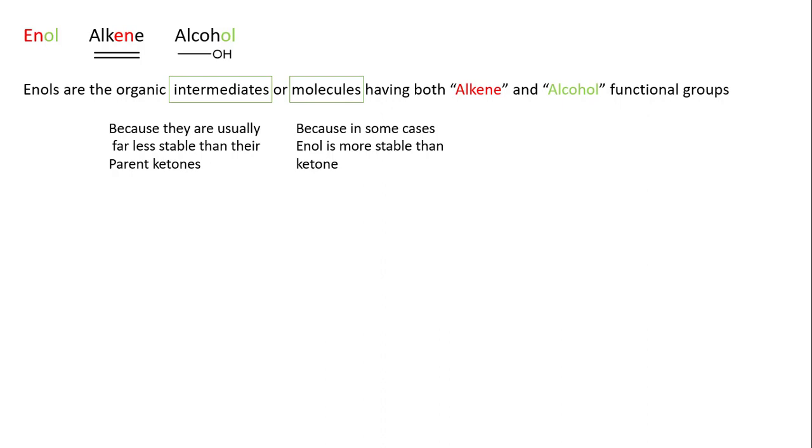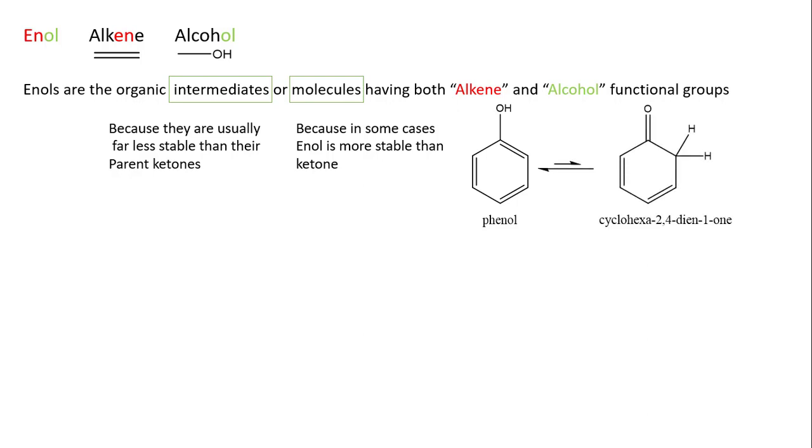So let's take an example of phenol. Phenol is such an enol in which the enolic form is far more stable than the ketonic form because the alkenic double bond is a part of an aromatic ring. Now let us move to the enolization process. Enolization is the process of conversion of an aldehyde or a ketone to an enol.